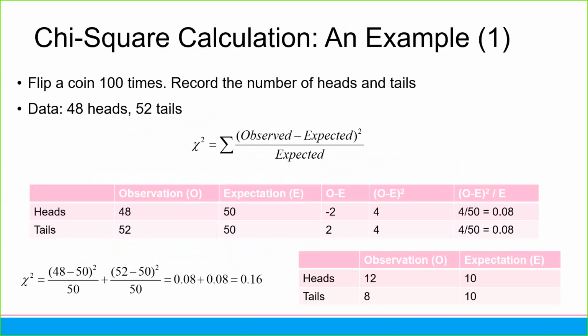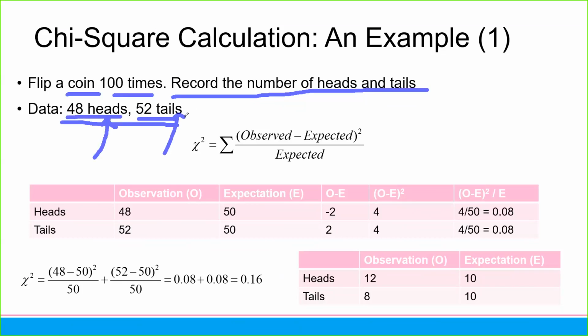Now let's see an example. We have a coin. You know coin? A coin has only two sides, front and rear, or sometimes we call it heads and tails. So we can record the number of heads and tails. For example, I toss the coin 100 times, and among the 100 times, I have 48 heads and 52 tails. Now, I would like to check whether there is a correlation between the head and the tail. Is there any correlation between the two sides of the coin?